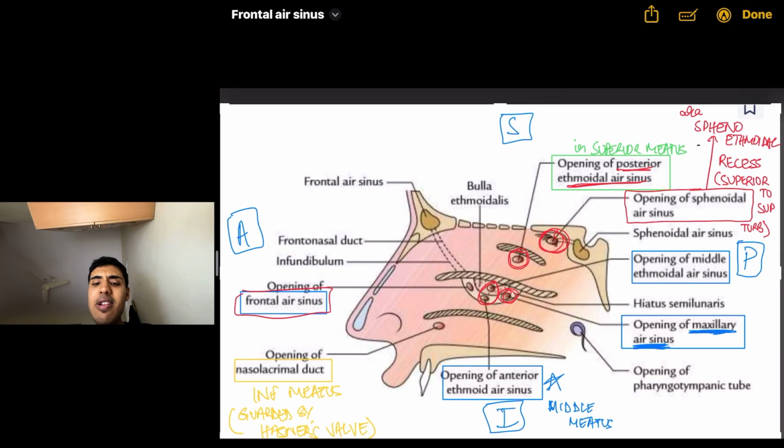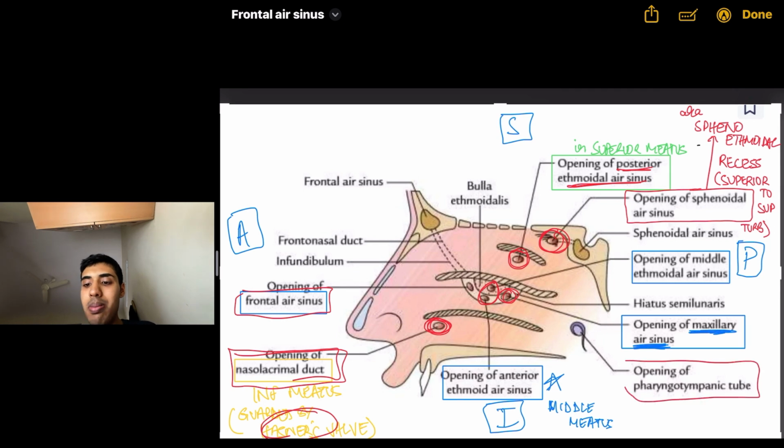Then in the inferior meatus, the anterior part of the inferior meatus, you have the opening of the nasolacrimal duct. This nasolacrimal duct is guarded by a Hasner's valve, whatever you would like to call it. I don't know how to pronounce it. So basically anteriorly you have the nasolacrimal duct. And remember, the opening of the pharyngotympanic tube or the eustachian tube is not in the lateral wall of the nose. It is in the nasopharynx, lateral wall of the nasopharynx.